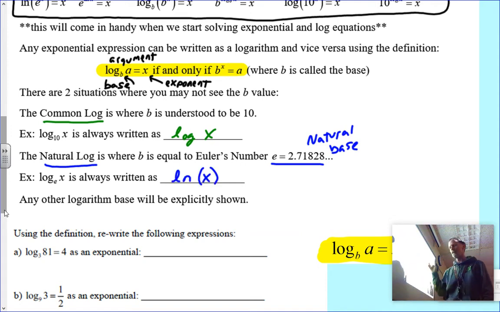Okay, so if you see just a plain old log x, that means the base is 10. If you see ln x, that means the base is e. Any other base, you'll see it as a subscript or as the base. Okay.